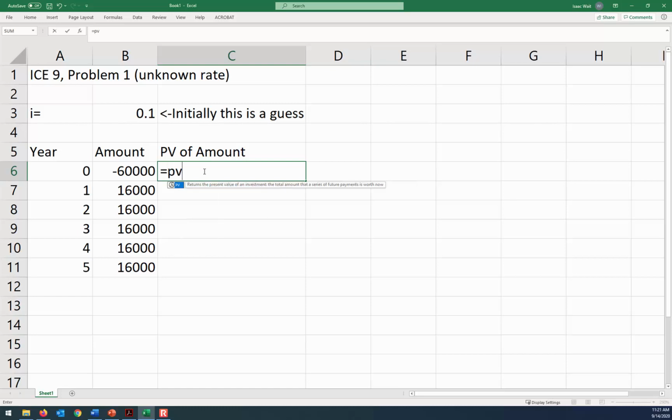PV, and you'll notice as soon as I do that, it starts to prompt me with what this function is. And as soon as I put the parentheses in, it's going to start giving me hints of what comes next, field by field. So the first thing it wants to know, you can see in bold beneath that, it says rate. And so I'm just going to click in the location where I have my guess of the interest rate.